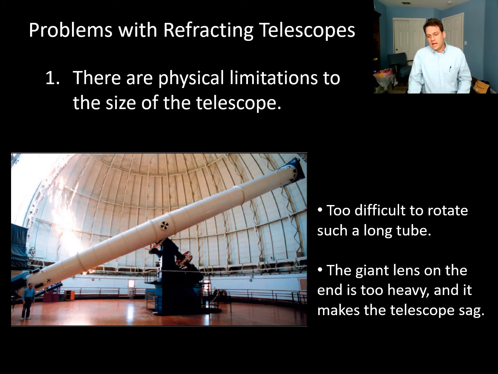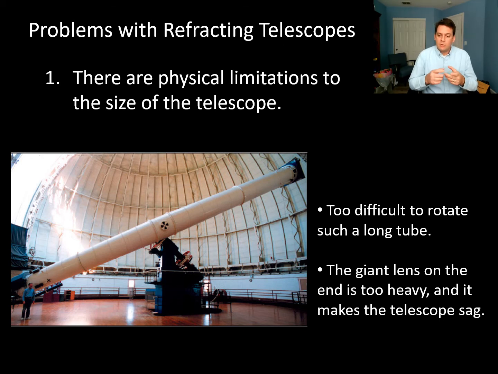So I haven't said this explicitly yet, but I guess now is as good a time as any, though I've alluded to it. Refracting telescopes were the first type of telescope, but they are, as it turns out, not the most common type today, and there are a few reasons for that. The first, I just sort of alluded to, but I'll say it now clearly: there are physical limitations to the size, to how big you can make a refracting telescope, and there are a couple of reasons for that.